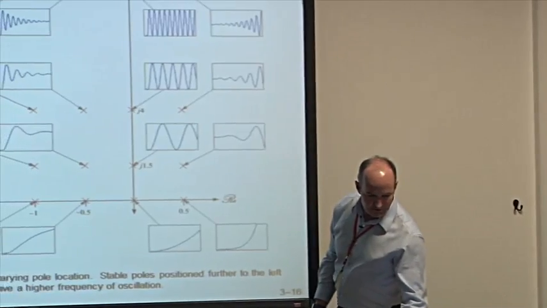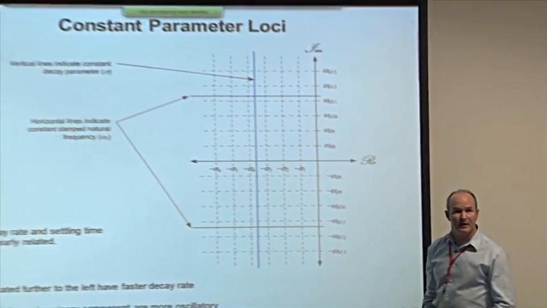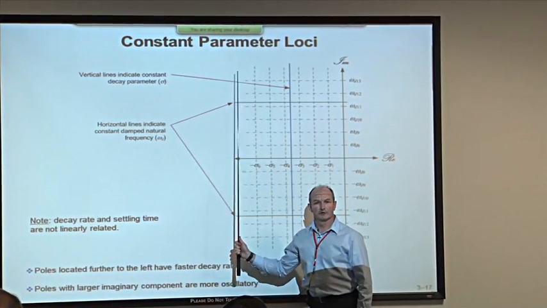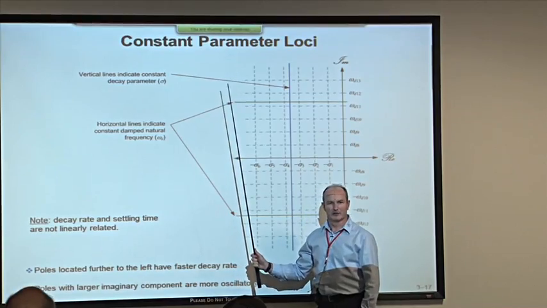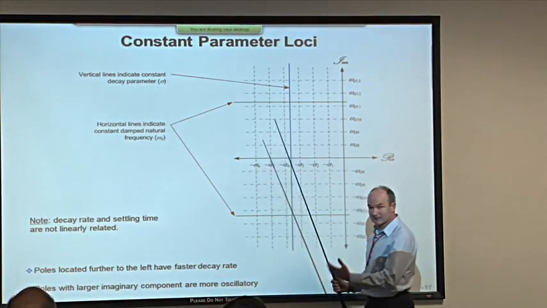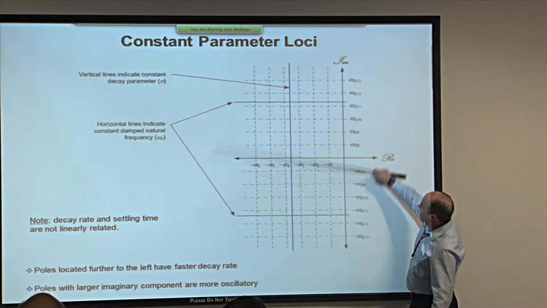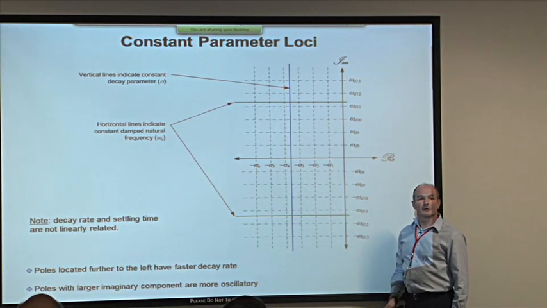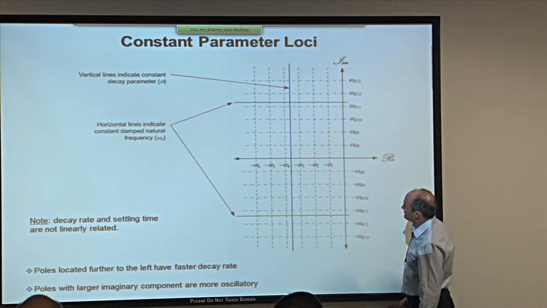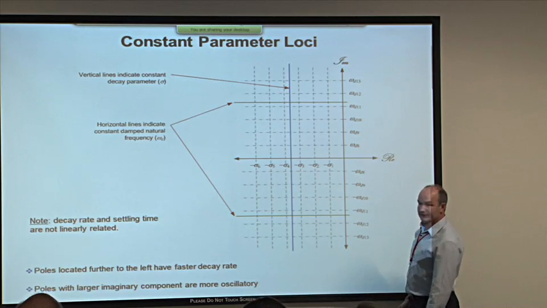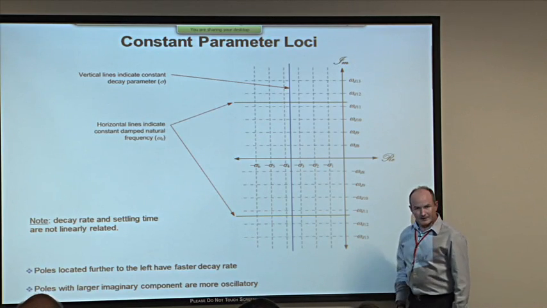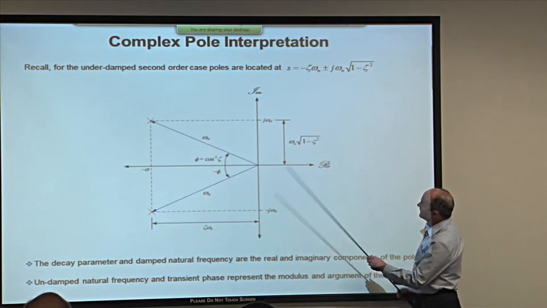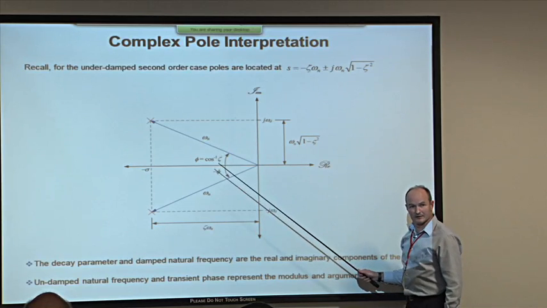We could, if we wanted, construct a set of orthogonal grid lines in the complex plane where vertical lines corresponded to lines of constant decay parameter, sigma, or if you like, we call that the damping coefficient, zeta times omega n, and pairs of lines which are symmetrical about the real axis. These are lines of constant oscillation frequency, or omega d. We could. Nobody ever does, but we could. There's another family of lines that we could construct. We could construct lines of constant omega n and constant zeta.